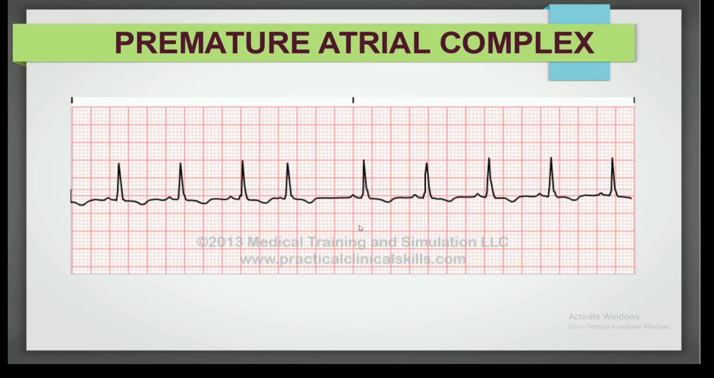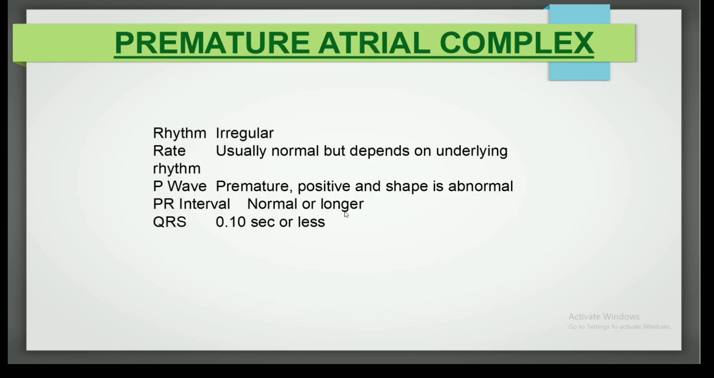Then the premature atrial complexes. When the SA node cannot give the electrical impulses properly, then another ectopic focus gives these electrical impulses to the atria to beat in a rhythmic way. So premature atrial complexes or depolarization occur. There is a P wave which occurs prematurely. This is called the premature atrial complexes. The rhythm is regular, the P wave is premature, positive, and the shape is abnormal.